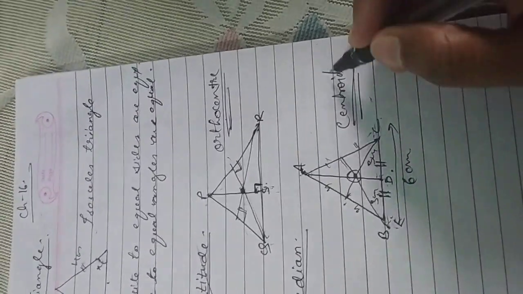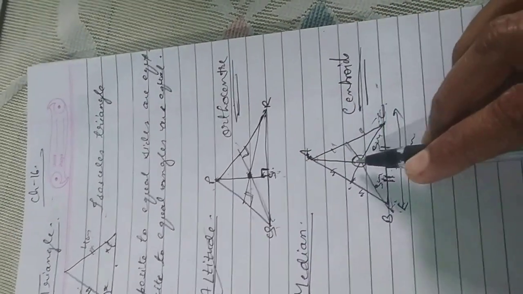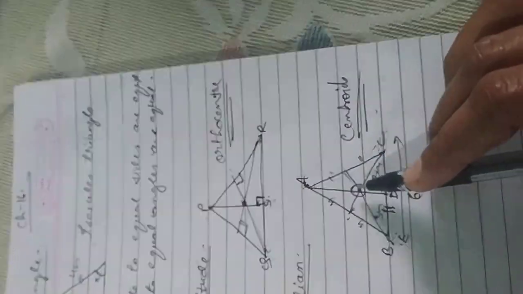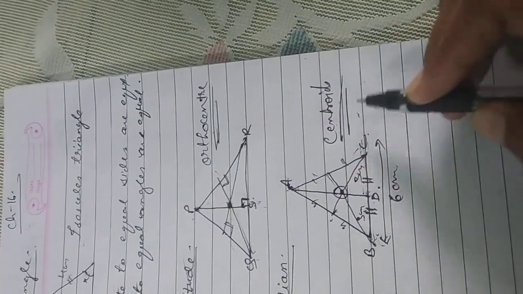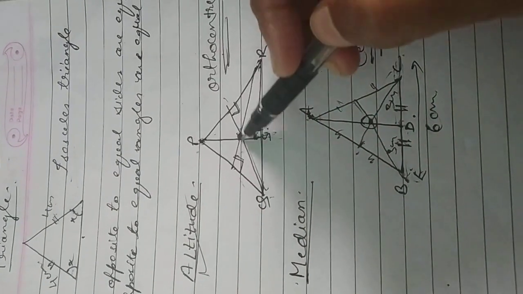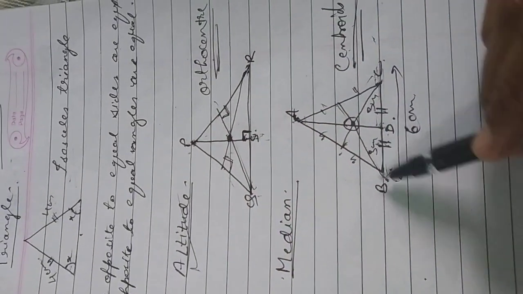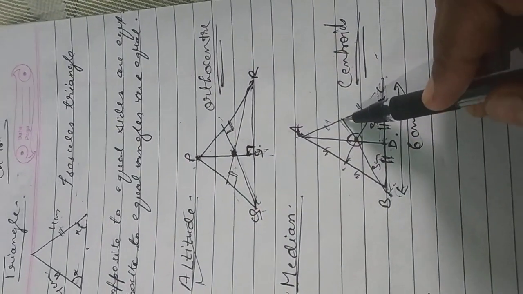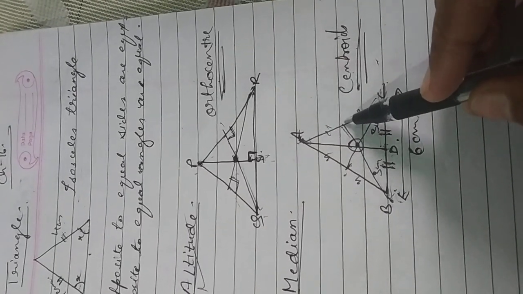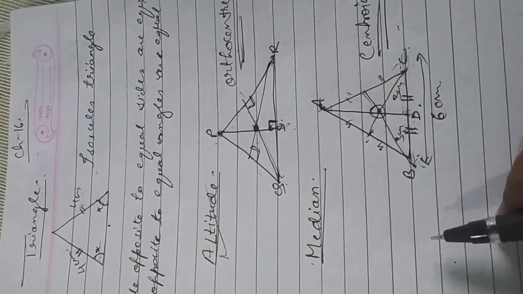Now the point of concurrence of altitudes is the orthocenter and the point of concurrence of medians is the centroid. Don't forget this. The altitude makes 90 degree, meaning it is a perpendicular line, but the median is not perpendicular; it passes through or intersects the midpoint of the opposite side. This is the difference between these two.